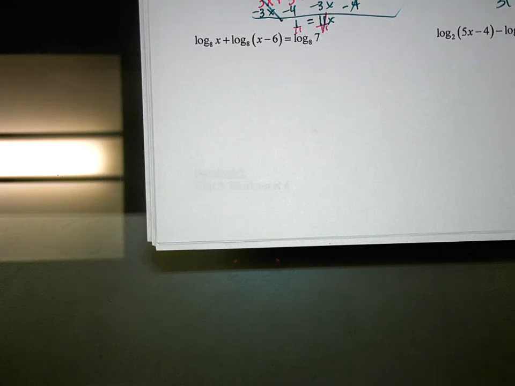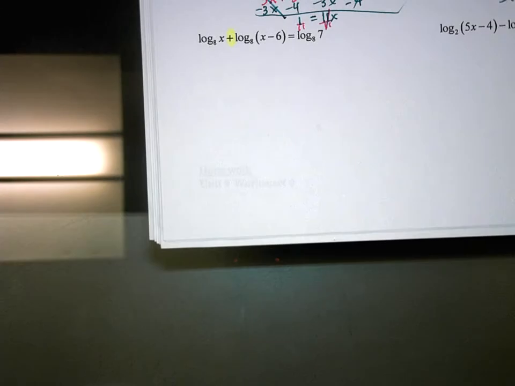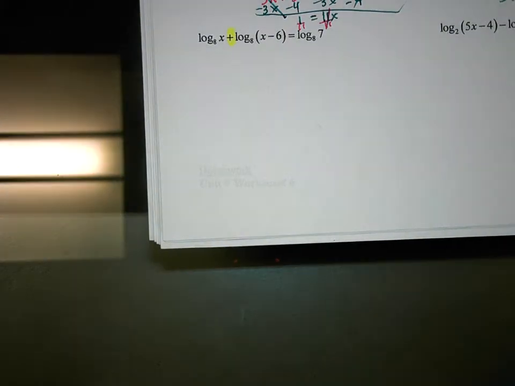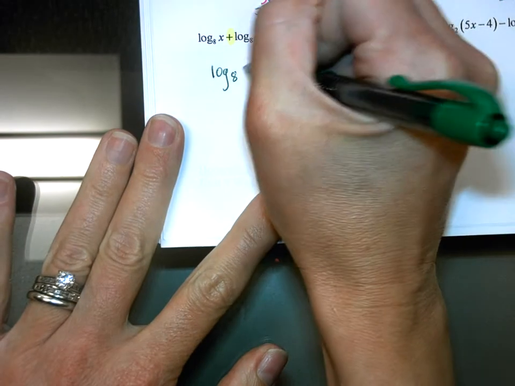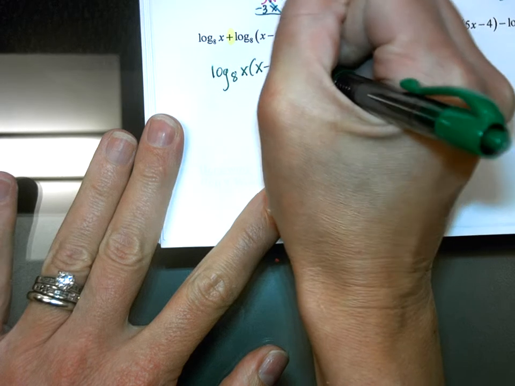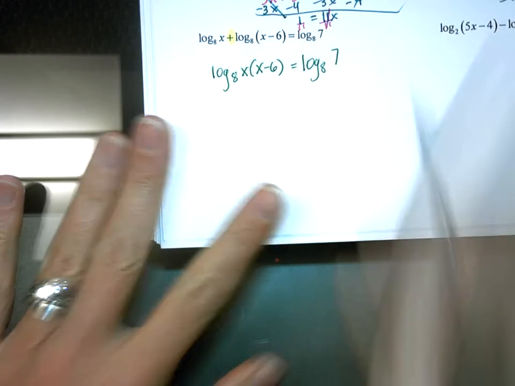What do you notice on this one? There's two logs. Therefore, we're going to have to condense. Very good. And how do I condense? We squish them together. Very good. And because it's adding, when we squish them together, we multiply. So we have log base 8 of x(x - 6) = log base 8 of 7.